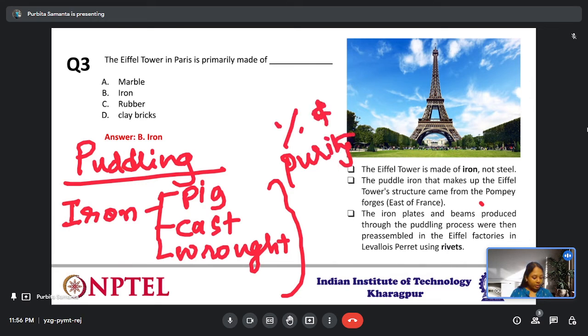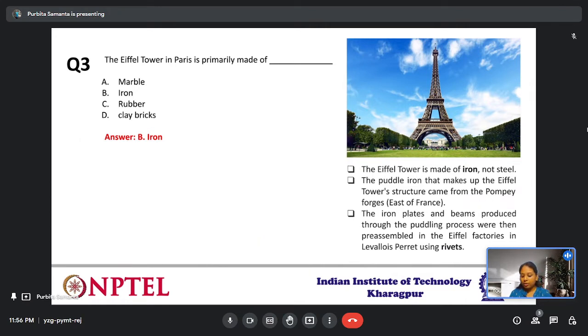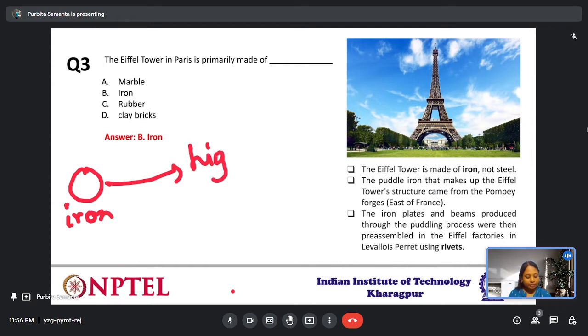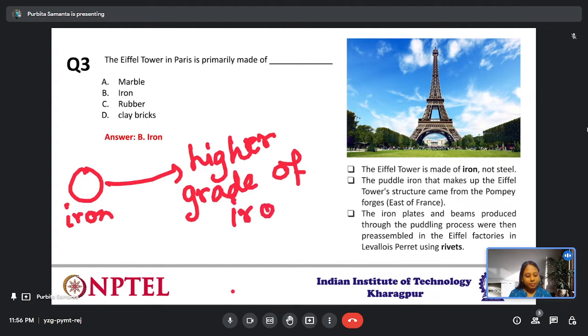And now coming to the puddling process. So puddling process is basically the conversion of any one type of iron into its higher grade of iron. This entire process is done in a furnace in the presence of some oxidizing substance. So that basically is what is known as the puddling process.